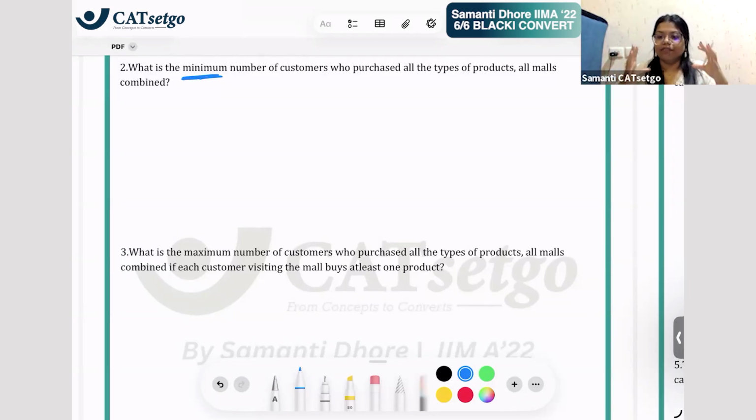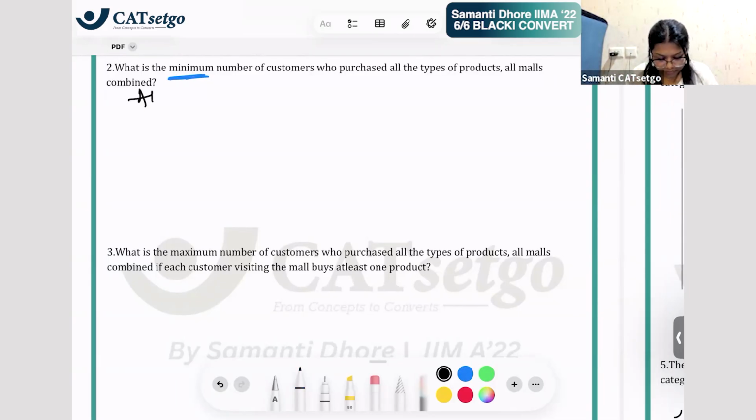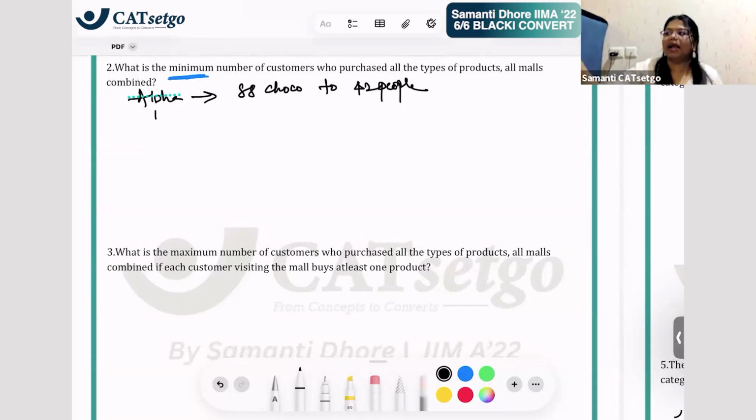So you have 88. Now these 88 are to be given to these 42 people. You're like, okay, give one to everybody. You make all of them stand and give one chocolate to everybody. 42 chocolates are done with. How many chocolates are remaining? The remaining is the extra: 88 minus 42, which is 46. So 46 chocolates are remaining.